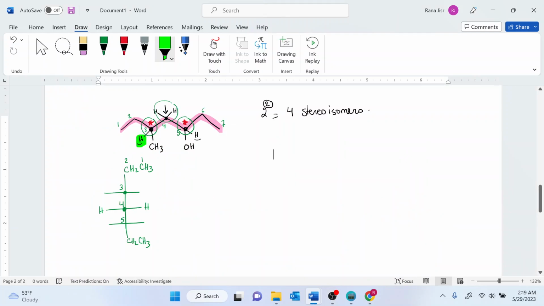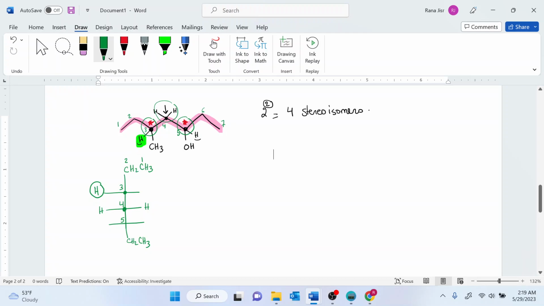So with this set, any groups that lie on these horizontal lines are going to be in front. So we're going to always make our hydrogen in front. It doesn't matter if you put your hydrogen to the left or to the right. It doesn't matter.